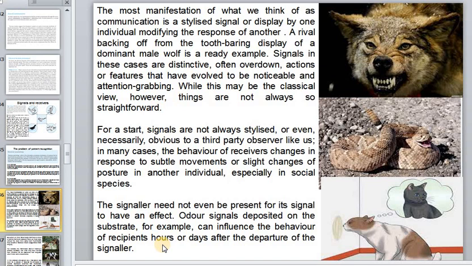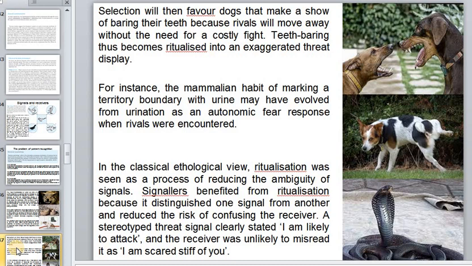Outdoor signals, for example, disposed on the substrate, can influence the behavior of recipients hours or even days after the departure of the signaler. And here also we always see that animals use urine to give some signal to animals of the same species. Then, for dogs that make a show of baring their teeth, the rivals will move away without the need for a costly fight.